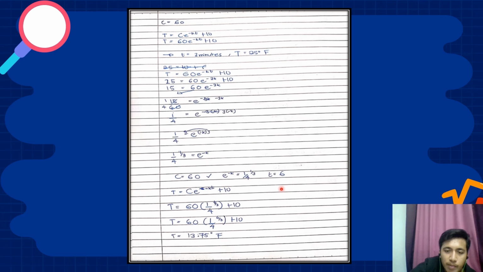Back to the question. We want to know the temperature of the water after 6 minutes, so the time is 6 minutes. We put it into the equation, T equal to 60 e to the power of negative kt plus 10. With all the information we got, we just put it in, and then we get T. So T is 13.75 Fahrenheit. That's all from me. Thank you.